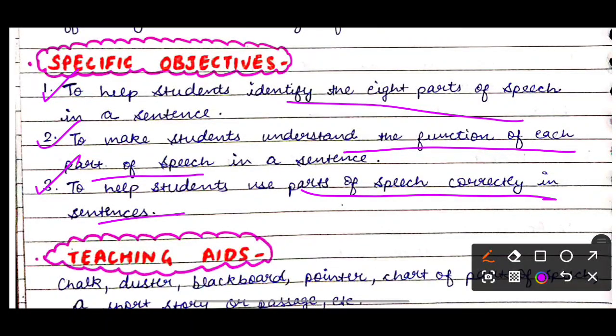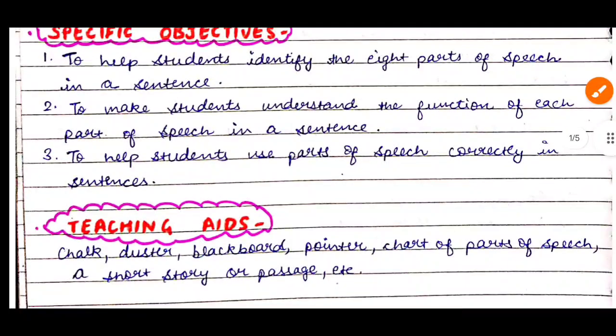After that, the next heading is teaching aids. In teaching aids, we write all the material that is required by a teacher to teach the topic. For example, we need chalk, duster, blackboard, pointer, chart of different parts of speech, and a short story or passage, etc. Whatever you need, you can write it over here.